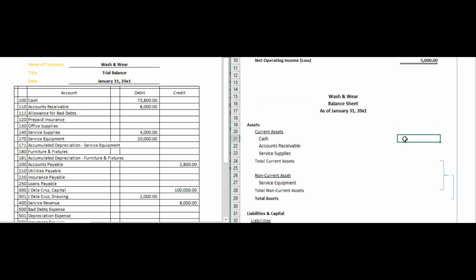Current assets, we have there cash, 73,800. Okay? Accounts receivable, how much? 8,000. Service supplies, 4,000. Okay? Total natin lahat yan. Total natin equals to 85,800. Next, non-current asset. Service equipment lang yung mayroong laman. Service equipment is 20,000. Okay? I-forward na lang natin kung wala na. So, 20,000 plus 0, 0, 0 yung mga other expenses. Naging 20,000. Okay.